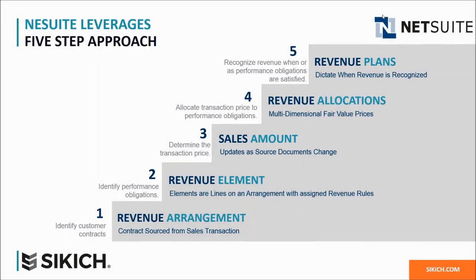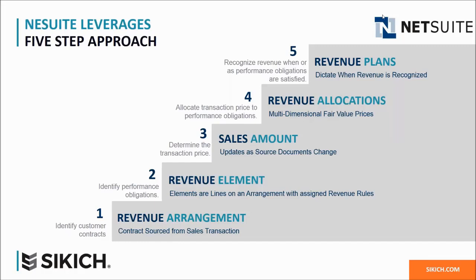Okay, so NetSuite leverages the 5-step approach. As Chris walked us through earlier in the presentation, on the left we have the 5 steps, and to the right in the darker gray we have NetSuite's equivalent of that step. So step 1, identifying your customer contract. Within NetSuite, they introduce a new transaction type called a revenue arrangement. And what a revenue arrangement ultimately is, it's the transaction that represents your contract with your customer.